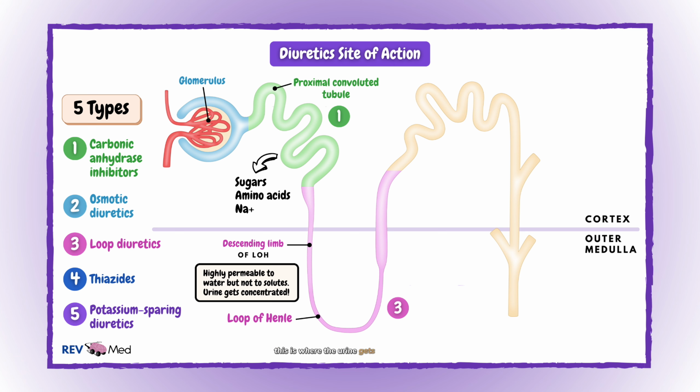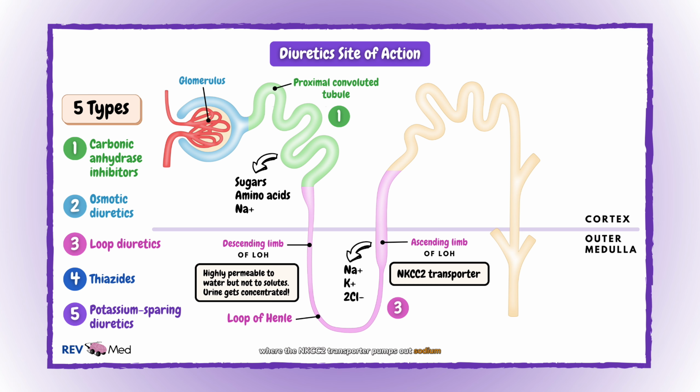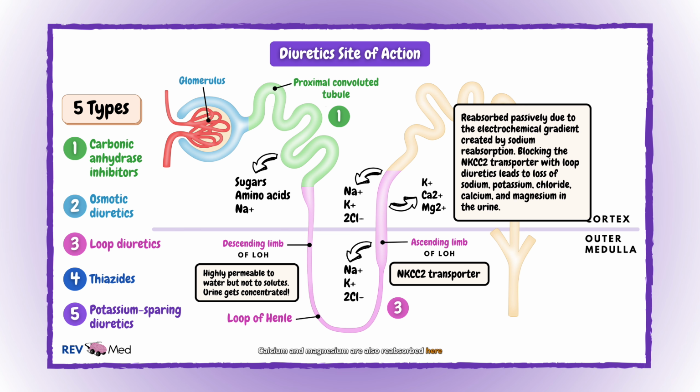This is where the urine gets concentrated, but the real action happens in the ascending limb, where the NKCC2 transporter pumps out sodium, potassium, and chloride. Here's a key point. While sodium and chloride are reabsorbed, potassium, calcium, and magnesium are also reabsorbed here passively due to the electrochemical gradient created by sodium reabsorption.